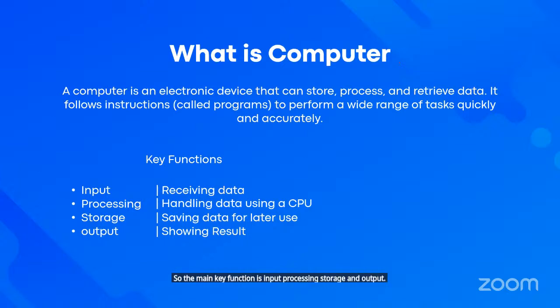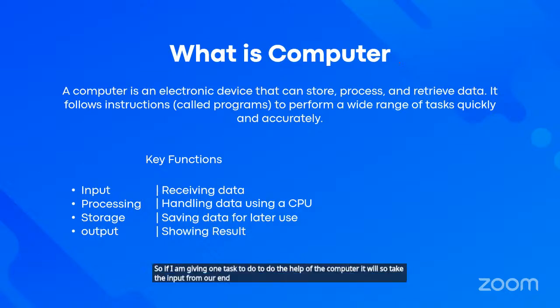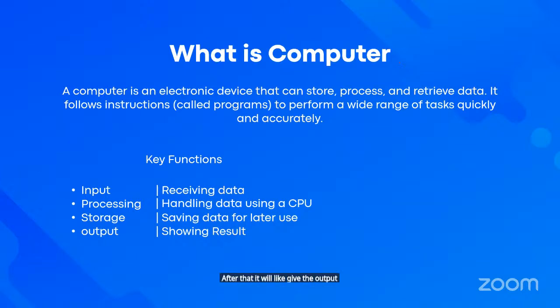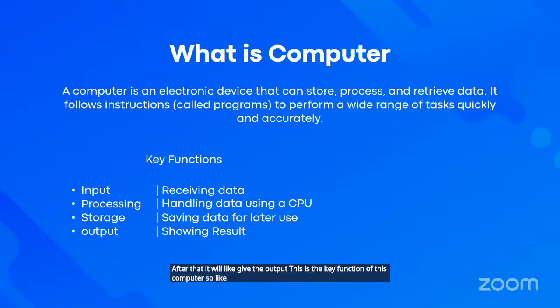So if I am giving one task to be done with the help of the computer, it will take the input from our end. After that, it will process that task, and it will store it somewhere. After that, it will give the output. This is the key function of the computer, like how the computer is working.